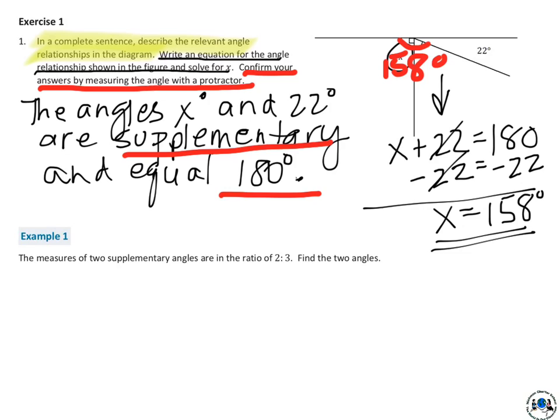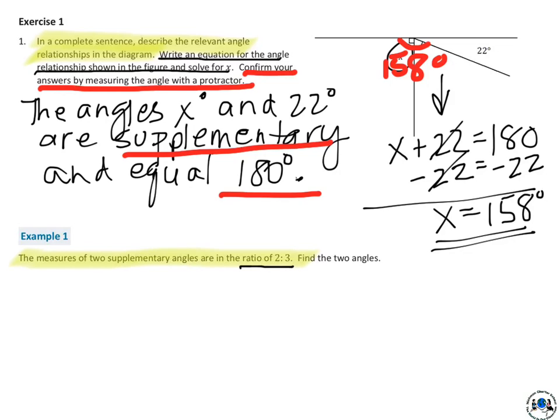All right, so this example one here is another blast from the past. Boy, a long ago past. It seems so long that we talked about ratio. But anyway, it tells you right here the measures of two supplementary angles are in the ratio of 2 to 3. So what does that actually mean? Okay, what does 2 to 3 mean?